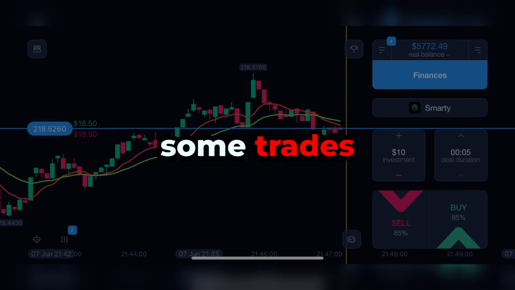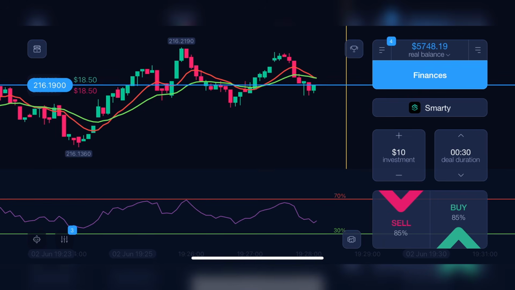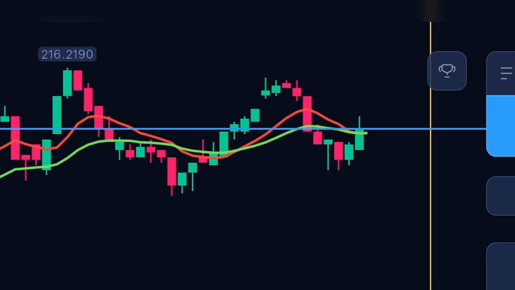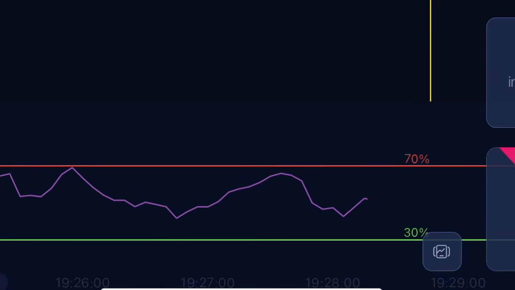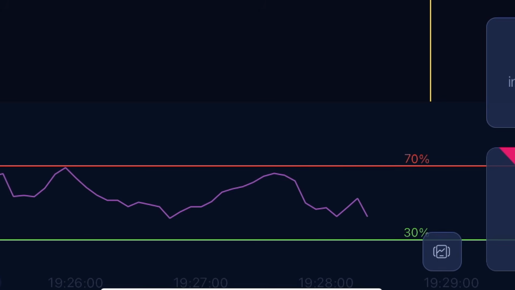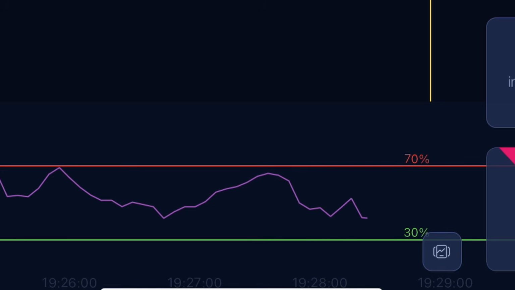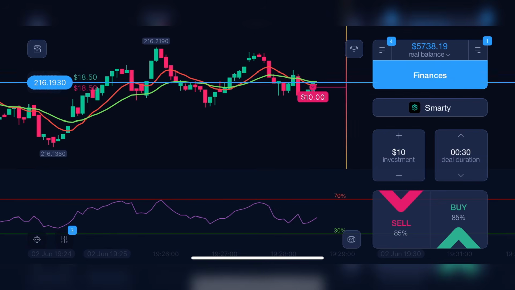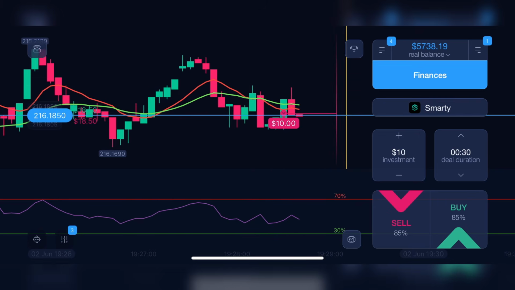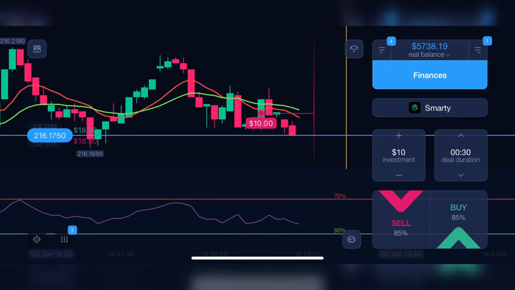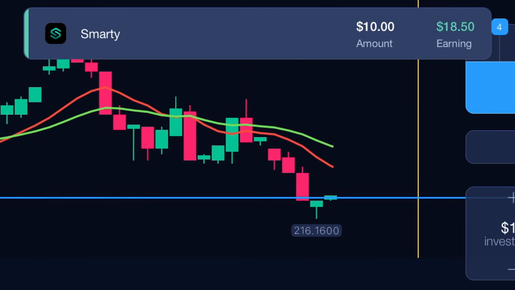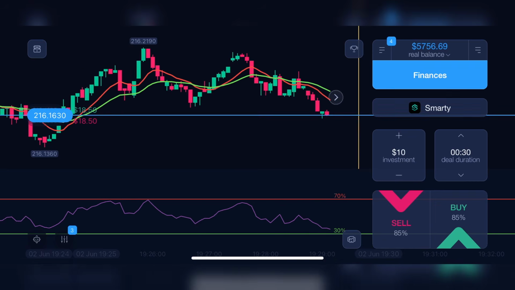Okay, now let's place some trades using this strategy. Here we can see that, as we talked earlier, the red line crossed below the green line, indicating a short-term downtrend movement. If we look at the RSI indicator, we can see that the market is also below the 50% line, but above the 30% line. Because both the criteria are met, I will go for a $10 sell trade on the market. As we predicted, the market went further down, and we won that trade.